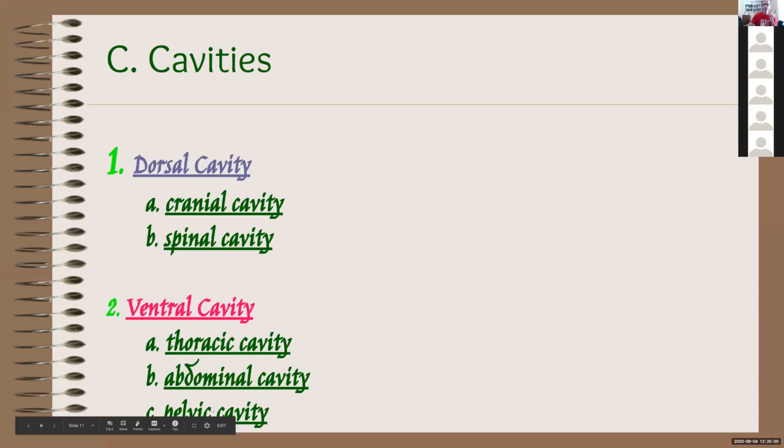I can't move that, that's right. Notice there's underlining here, here, here, here, here, here, and here. Make sure you have 1, 2, 3, 4, 5, 6, 7 questions just for this little section for cavities.